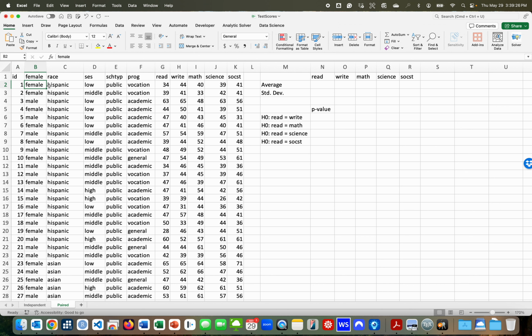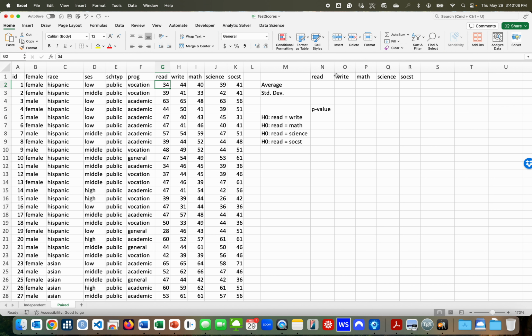So person 1 is female, Hispanic, low socioeconomic status, in a public school, in a vocational program. And these are the reading, writing, math, science, and social studies scores for this one person. So if we want to test whether or not reading scores and writing scores are statistically different, we have to take into account the possibility that there's correlation between reading and writing scores. Since each row represents a single person, their reading, writing, math, science, and social studies scores could all be correlated with one another. So we have to account for that when we do the t-test.